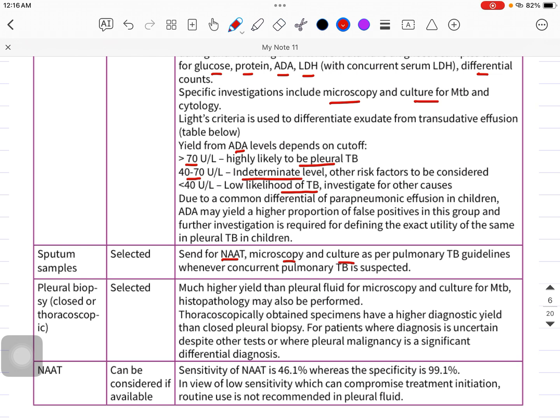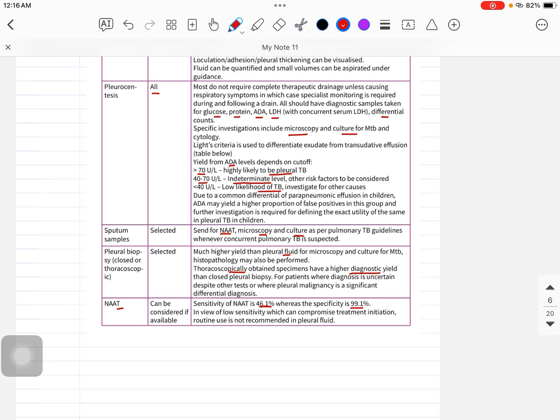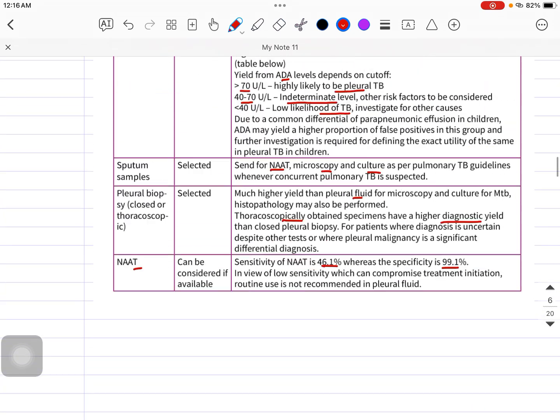according to the anti-TB protocol. Then coming to the pleural biopsy, again we will be doing it in the selected patients where we are suspecting some kind of malignancy or where the thoracoscopy need is there, right. So it has much higher yield than the pleural fluid for microscopy and culture. Actually thoracoscopically obtained specimens have a higher diagnostic yield, okay. So that is the basic thing over here. We shall also go ahead with the NAT basically. The sensitivity of the NAT is 46.1%, whereas the specificity is very nice, that is 99%. So we should definitely go for the NAT samples as well in our patients, right.